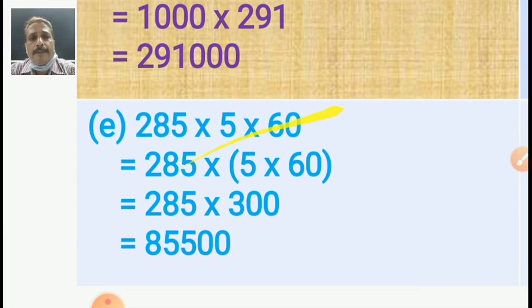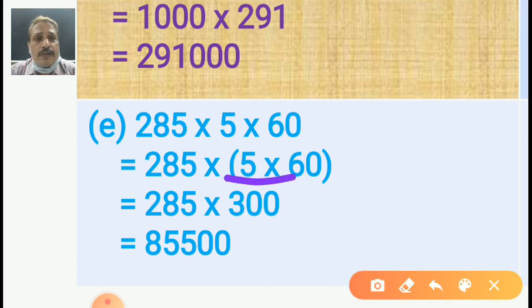Regarding E, here 285 multiplied by 5 multiplied by 60. No extra numbers are there to make 100, 1000 or 10,000. So what do we have to do? Very simple. Take the small number and the next bigger number. 5 into 60. Forget the zero for now. 5 into 6 is 30, and call back that 0, which gives us 300.